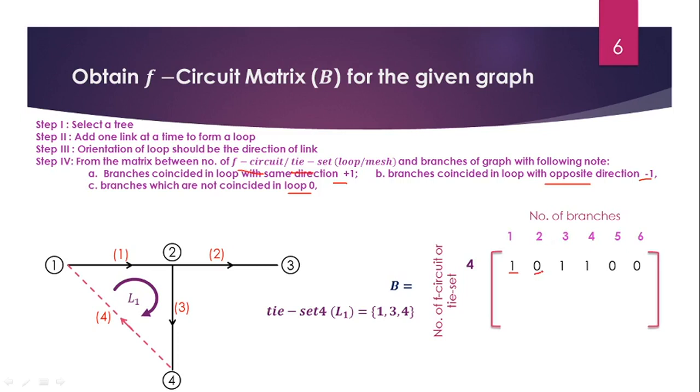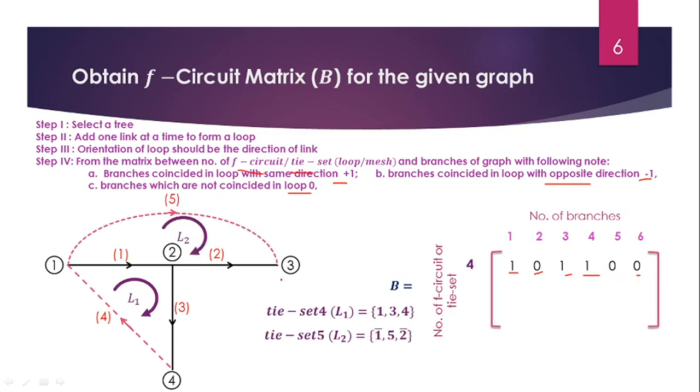Branch 2 is not part of loop L1, so 0. Branch 3, is it in the same direction as loop 1? Branch 4, is it in the same direction as loop 1? Branch 5 is not part of this loop as it is one of the links, and 6 is also one of the links. So again it is not part of loop L1, so we take it as 0.